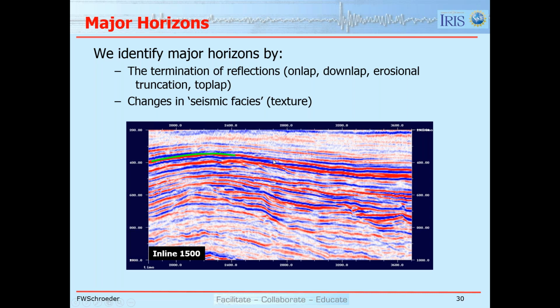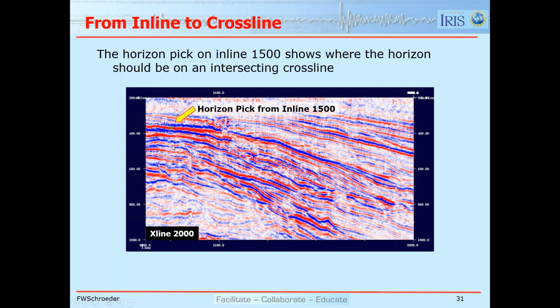And so maybe that's a major boundary between this lower amplitude unit and this higher amplitude unit. And I can actually see what looks like it might be an on-lap termination there. So I've interpreted just about a third of Inline 1500. I don't want to get too far ahead of myself, so let me stop there.